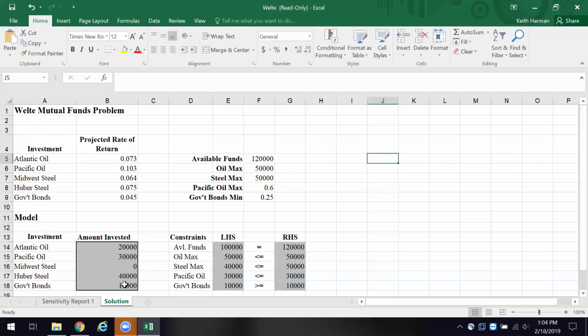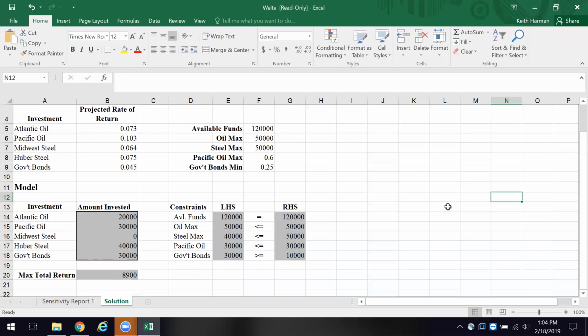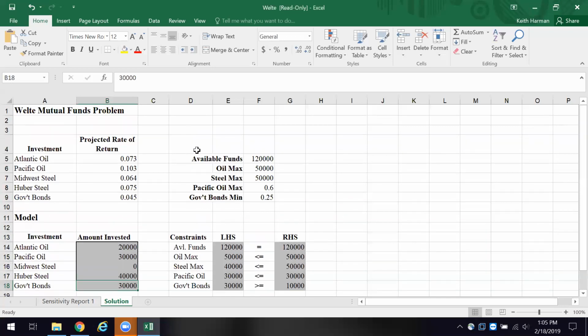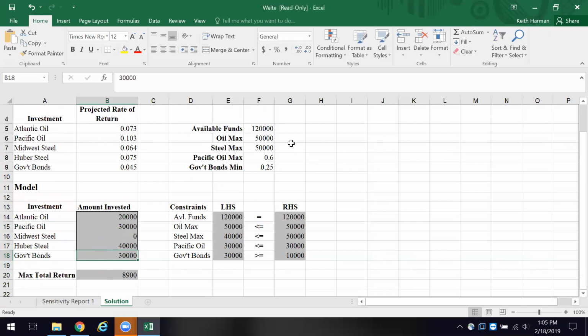So the minimum of government bonds now would be 25% of 120,000, which is 30,000. And let's take a look at this. Have we done our math correct? Yes. Our Atlantic oil, 20 grand. Pacific oil accounts for, now we're at 50. Steel is at 40,000, and the government bonds are at 30,000. Now, in terms of these assumptions, or these constraints we've built in, we've got 120,000 bucks.